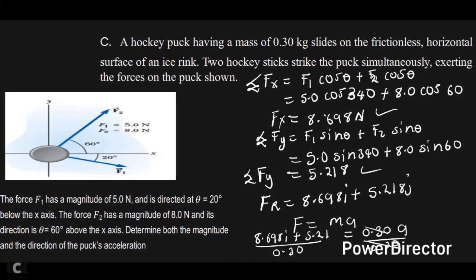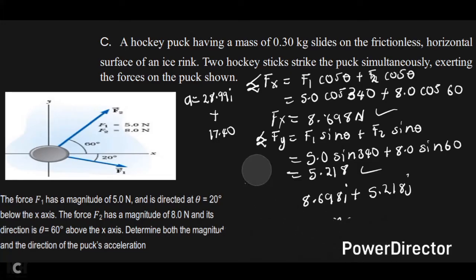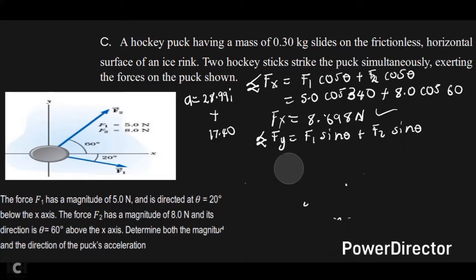So when you divide this one into there, I just want to write somewhere. So this is A. It will give us something like 28.99, which is I. And then after there, it will give us a plus, right? After dividing 0.3 again into 5.21, it will give me 17.40, like that. So those are the acceleration in the y-axis and the acceleration in the x-axis.